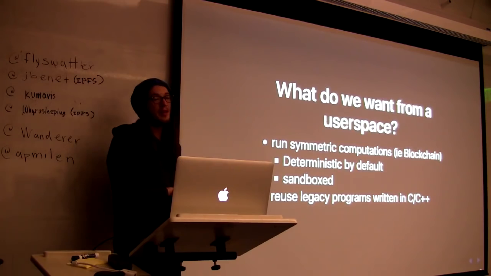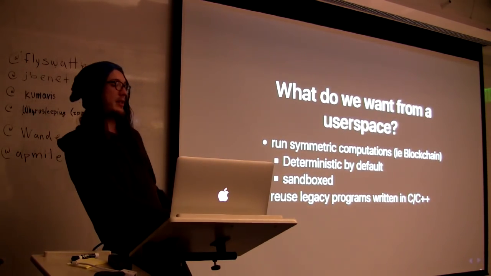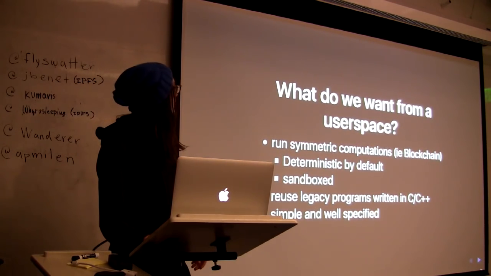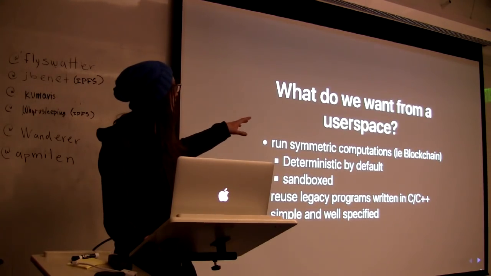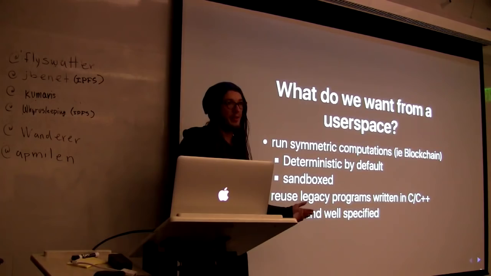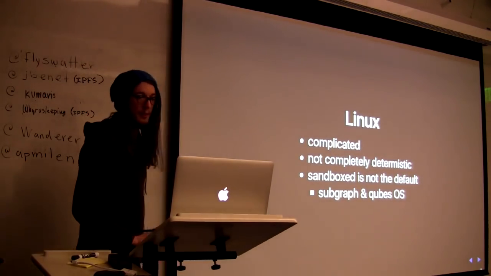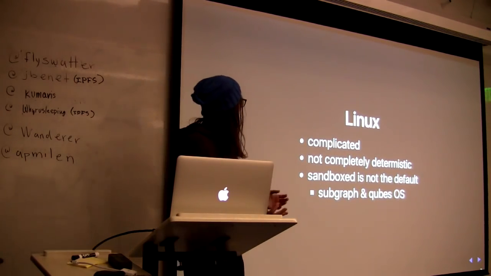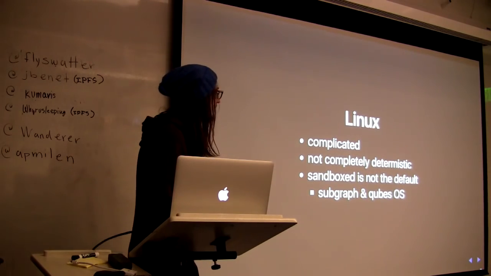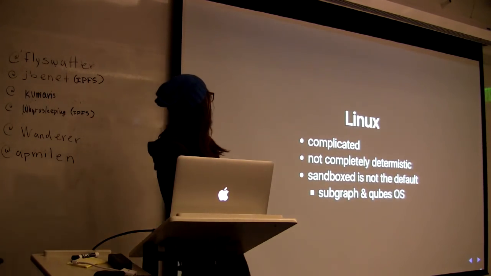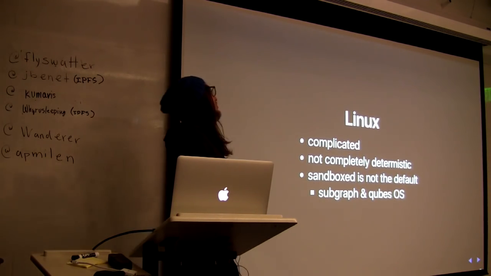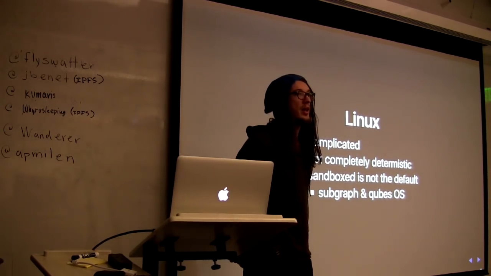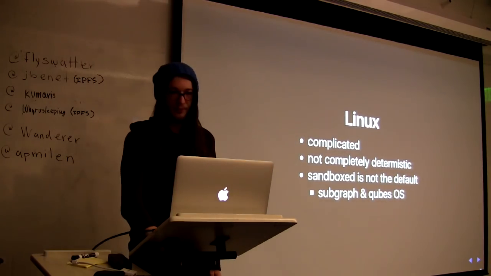Right? And I think it's pretty important that we can reuse legacy programs written in C and C++. It also needs to be fairly simple and well specified. Several of these things are covered by default by what WASM does. But we need a communication layer still. We can't just use Linux straight because it's very complicated. There's lots of details we don't care about at this layer. It's not completely deterministic. It's not sandboxed by default, though there's some interesting work going on with Subgraph and Qubes OS with regards to sandboxing.